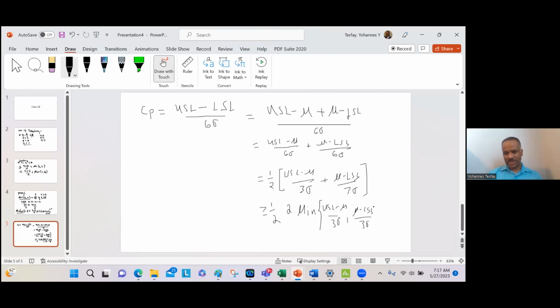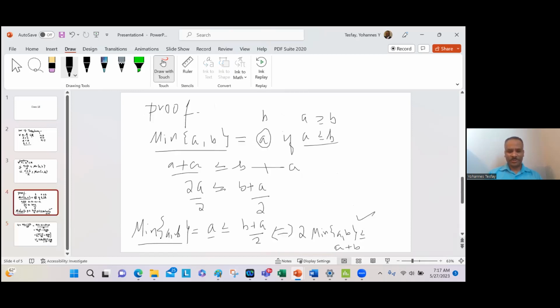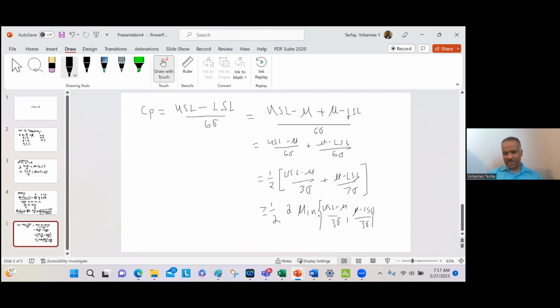Okay, that's the same. It's just a step. As you see here, the minimum of two numbers is less than the average. Okay, less than the average. So twice the minimum of those two numbers is less than their sum. This is what we got right there. Their sum. So this is what we got here.